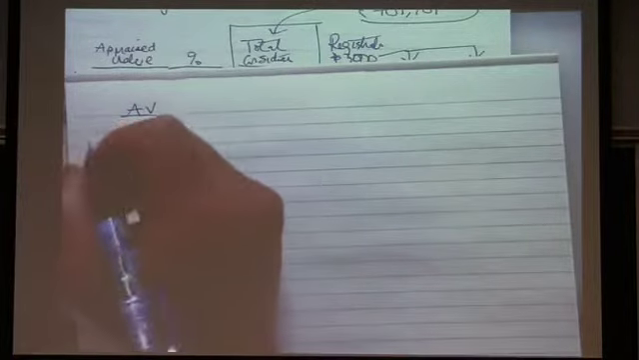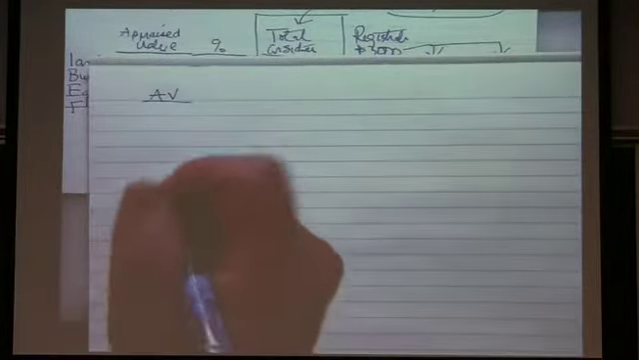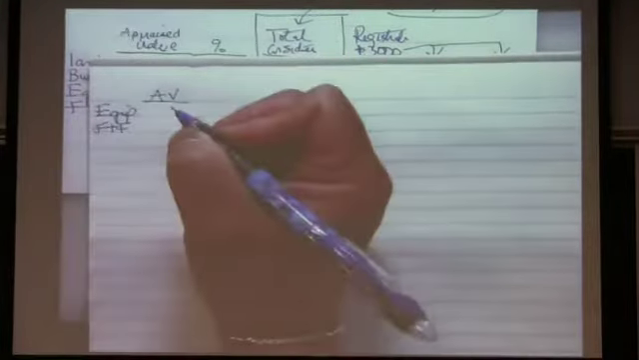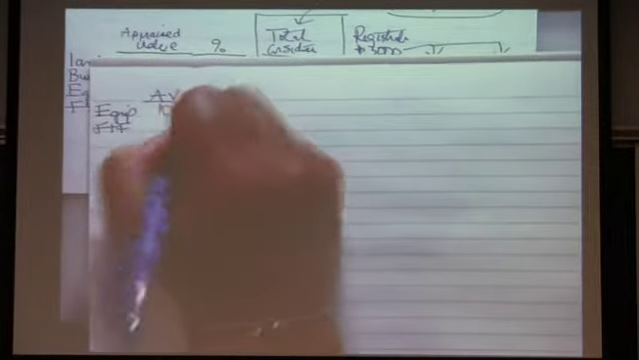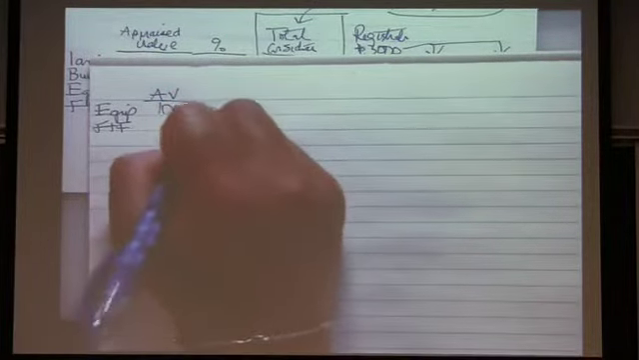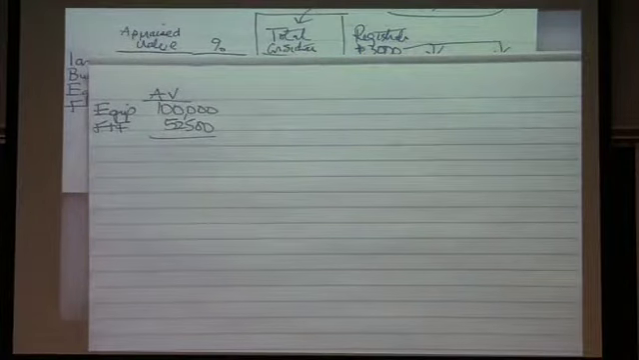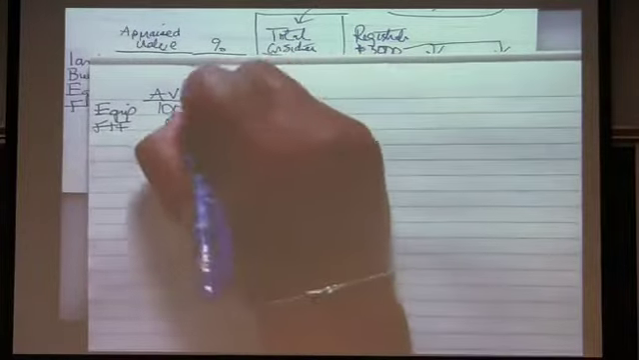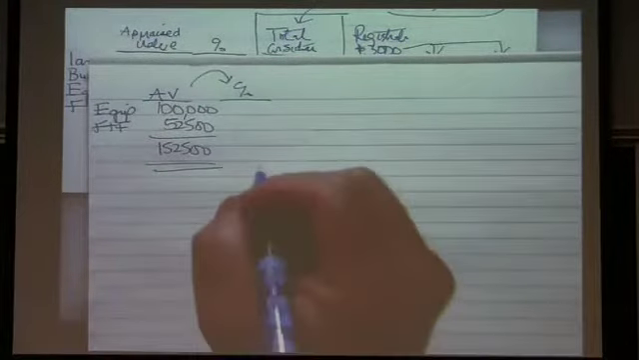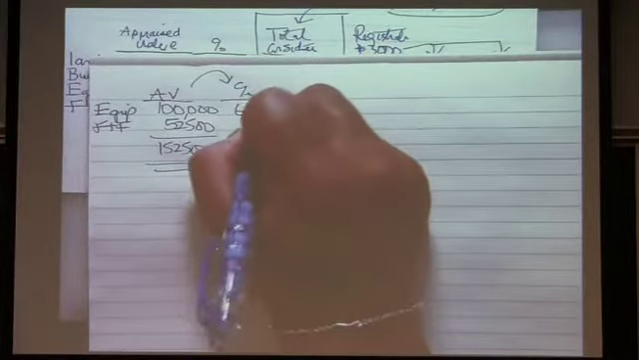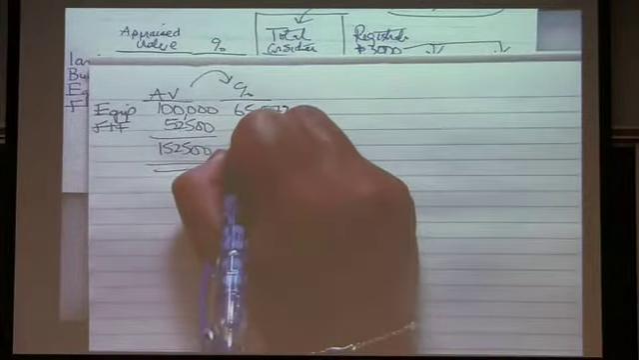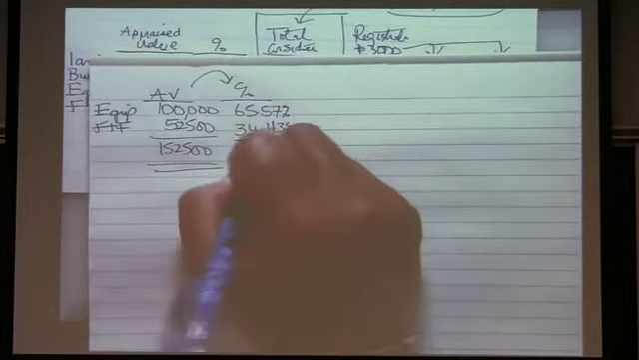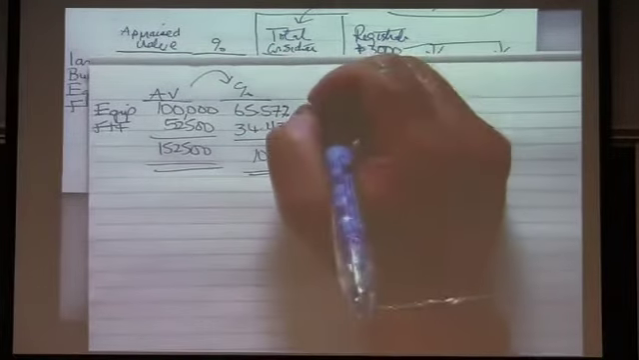which starts with the AV, short form AV. I've got equipment and furniture and fixtures. The appraised value is 100,000 and 52,500. That gives me 152,500. The percentage of the appraised value is 65.57% and 34.43%, which is 100%.